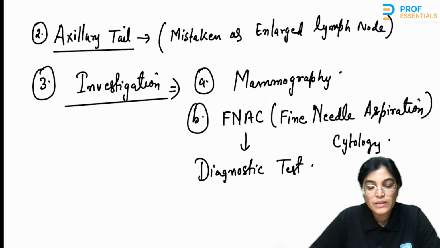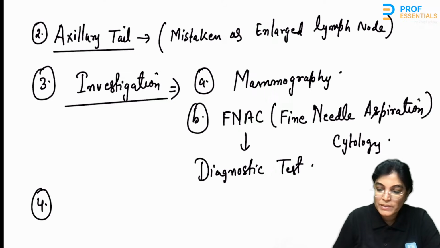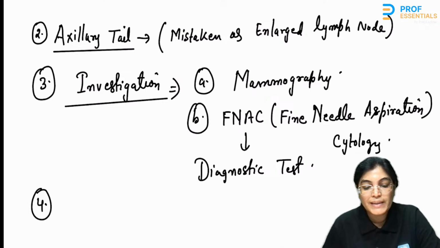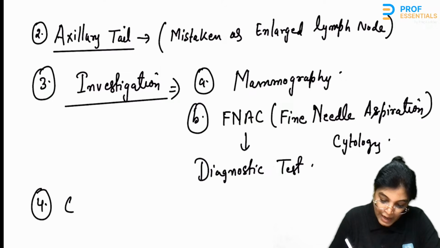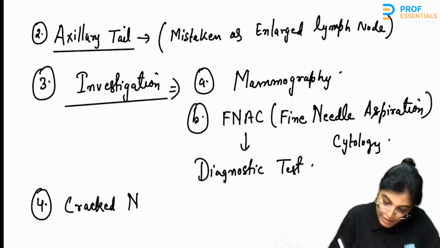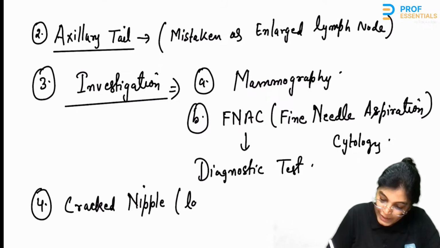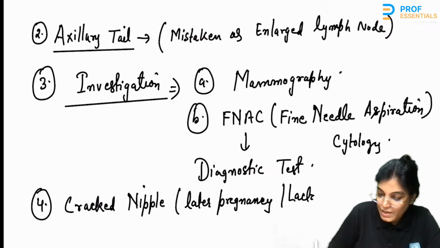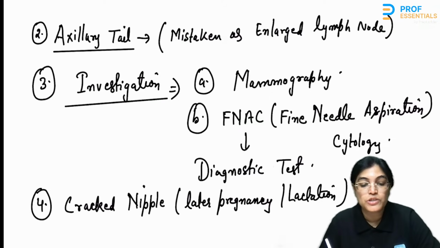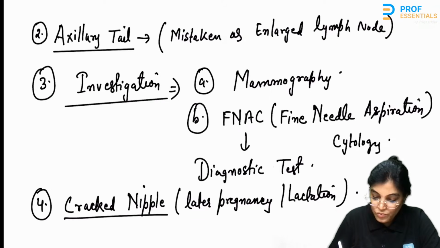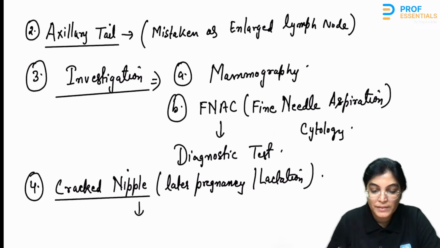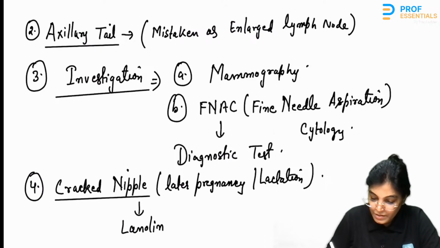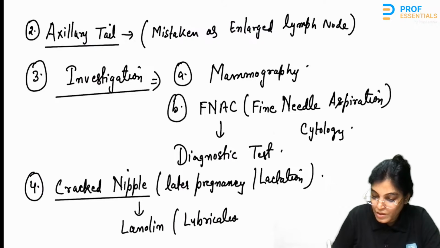Now also, there are a few other clinical aspects which you have to know. Actually, in case of later pregnancy and lactation, cracked nipple can be there. Cracked nipple can be present in case of later pregnancy and lactation. In this case, washing of the nipples should be done, and lubrication should be done, and this lubrication can be done by lanolin. This will lubricate the breast.